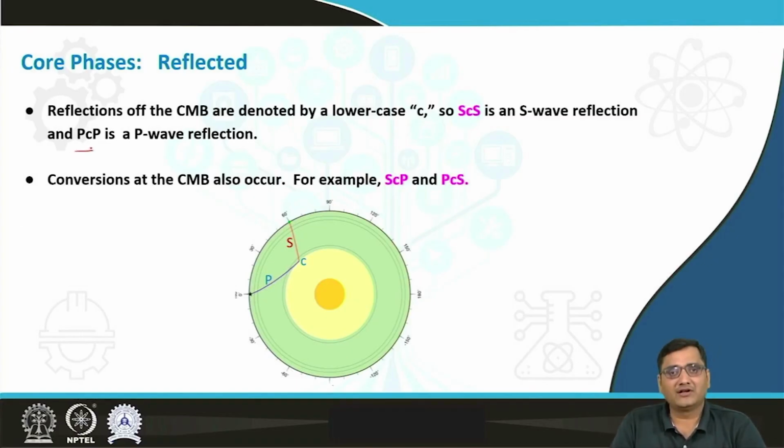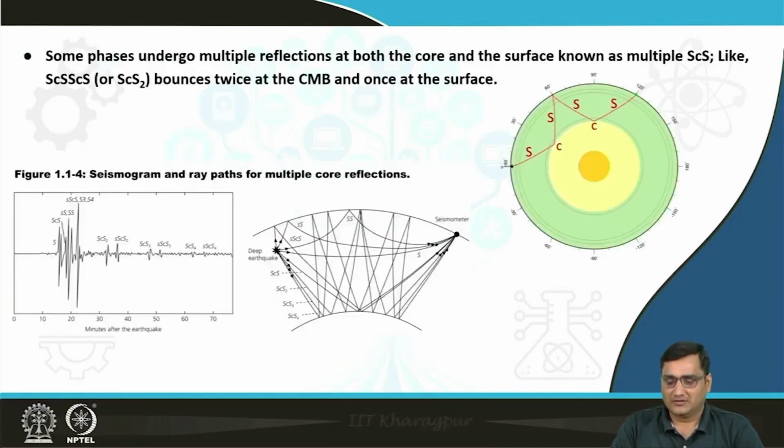There are some converted core phases such as ScP and PcS. If you look at the ray path diagram of the PcS, depicted in this figure here, you can see the focus, the rays emerging out as a P wave, then reflecting off the core-mantle boundary. That's why it has a small c. Then it comes back to the surface as S. There are also some multiple phases, such as ScS2 and ScS3, etc.